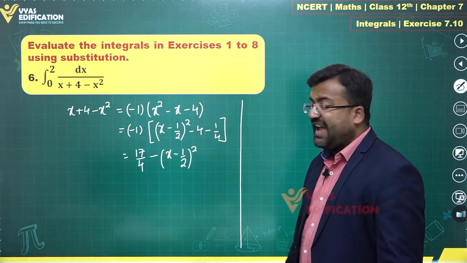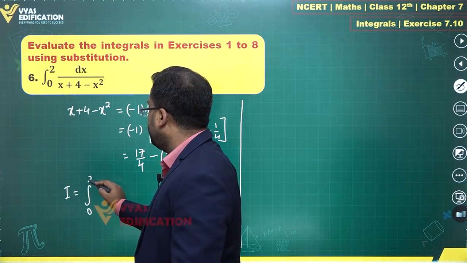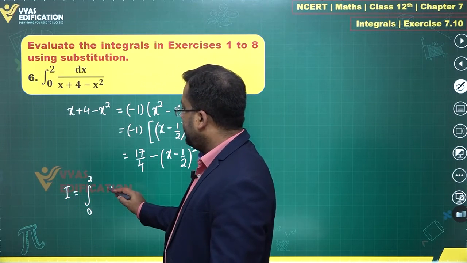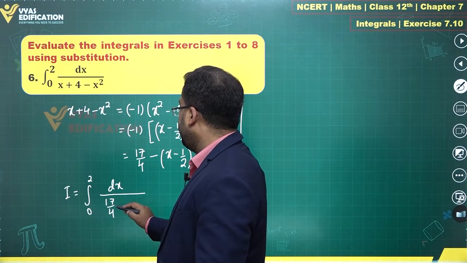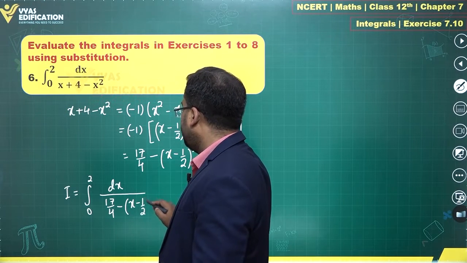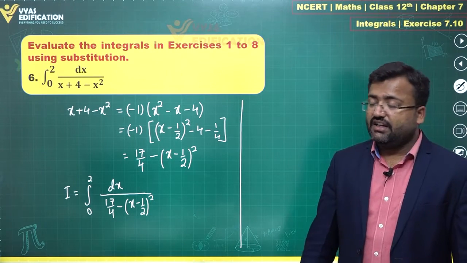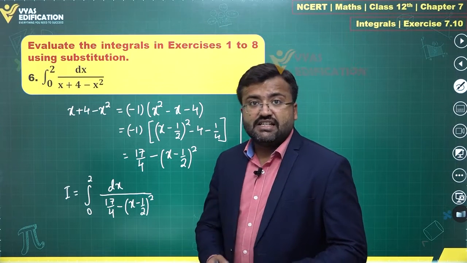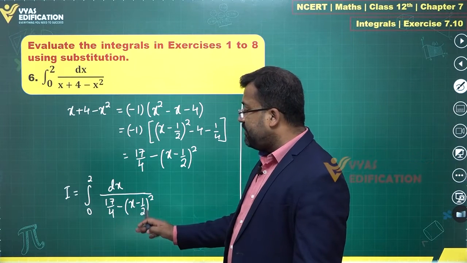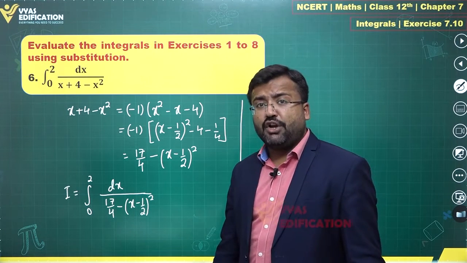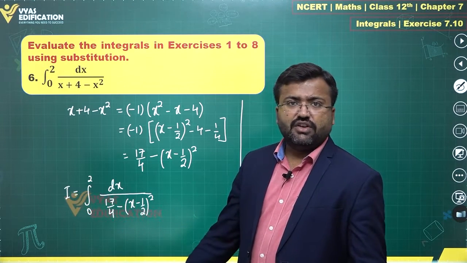So therefore, I can write this integral I from 0 to 2 dx upon 17 by 4 minus (x minus 1 by 2) square. Now this is of the form a square minus x square in the denominator. So one of the ideas is something which I have been using over and over again. One of the ideas is that you can simply use a square minus x square, where instead of x we have a linear polynomial of x. That's something which can be used directly. Right? We can use the direct formula and we'll be good to go.